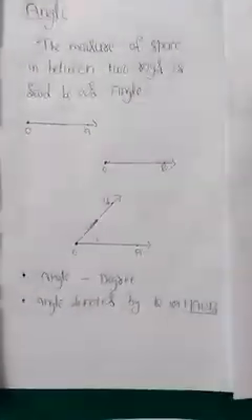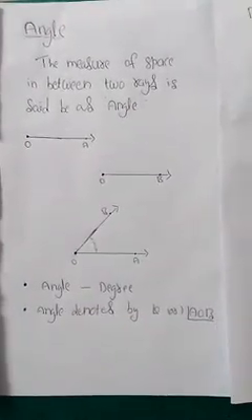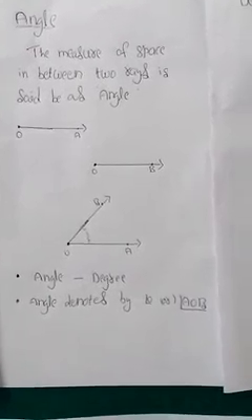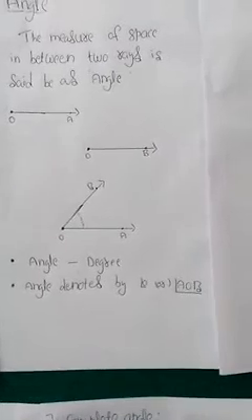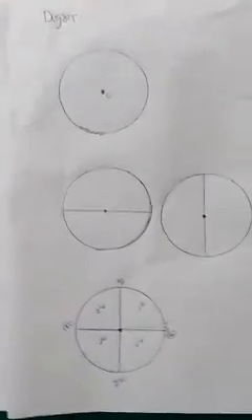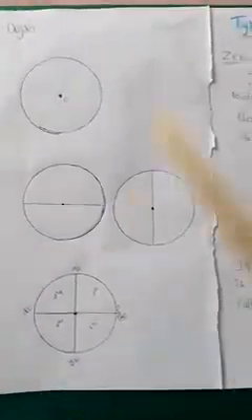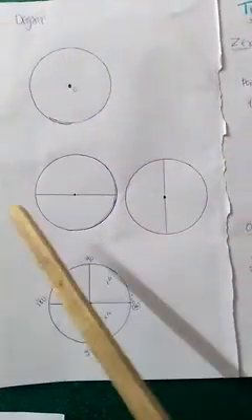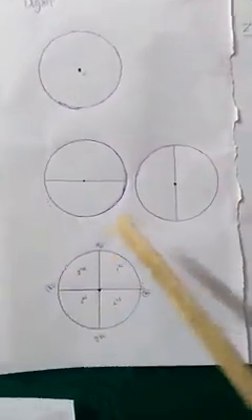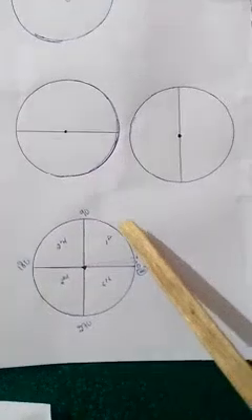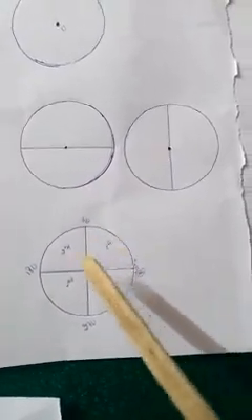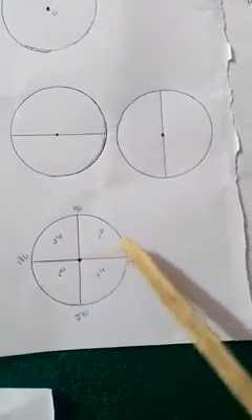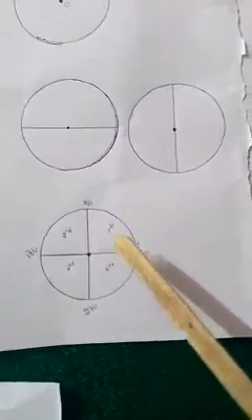And by using two rays, we can form an angle. The measure of space between two rays is said to be an angle. We can measure angle by using degrees. What is degree? Clearly explained here. Once again, see, a circle I have taken. The circle is divided into four parts, vertically and horizontally. Each quadrant is again divided into 90 equal parts. Each part is said to be a degree.